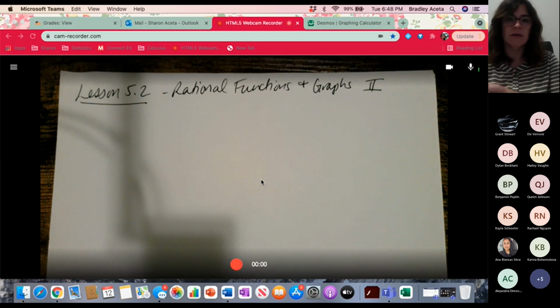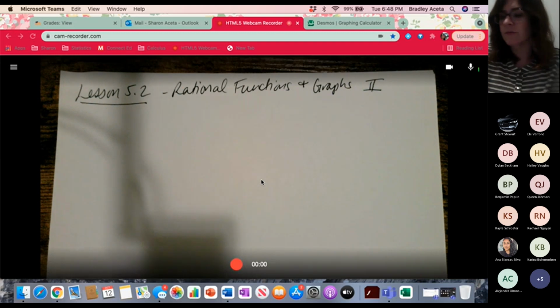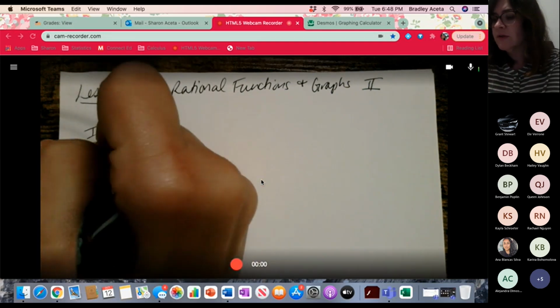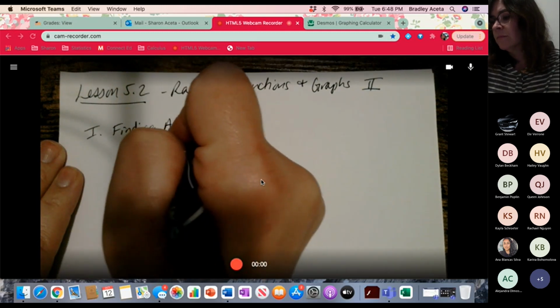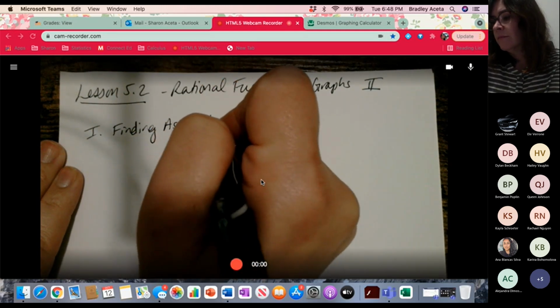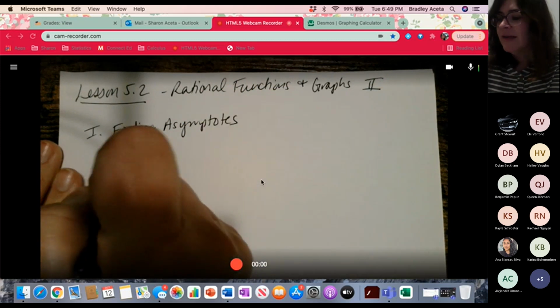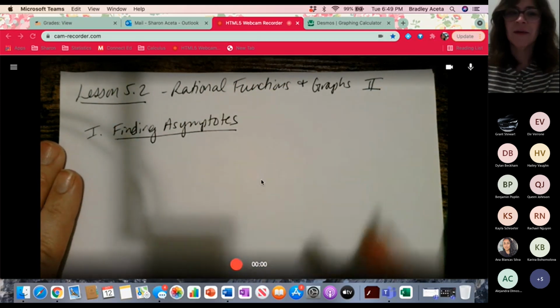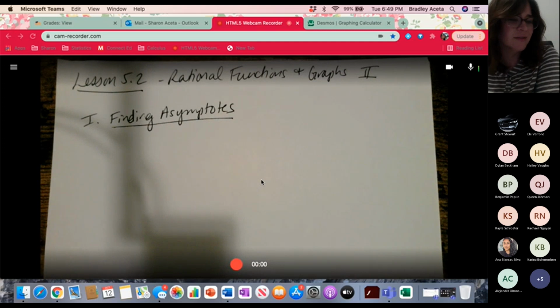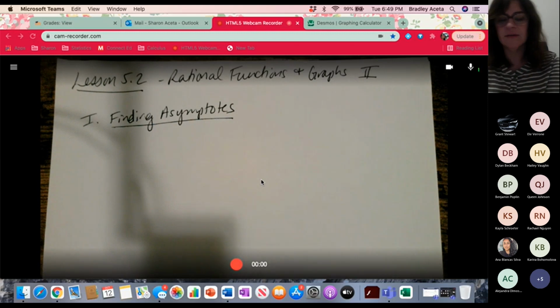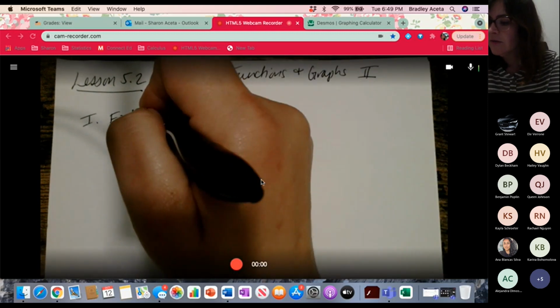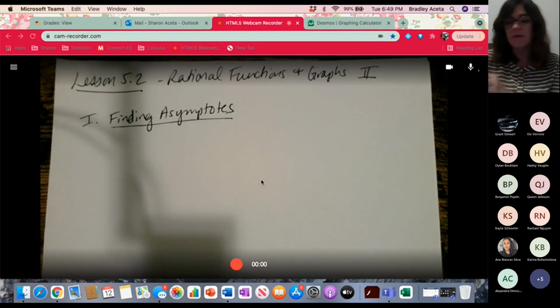To do some algebraic manipulations on it. But the first thing I want to talk about is finding asymptotes. They're not always going to be as easy as the part one. Some of them could look very easy like that, but the ones in this section, toward the end of the homework today, will get a little bit more complicated. So here's the quickest and easiest way to find your asymptotes.